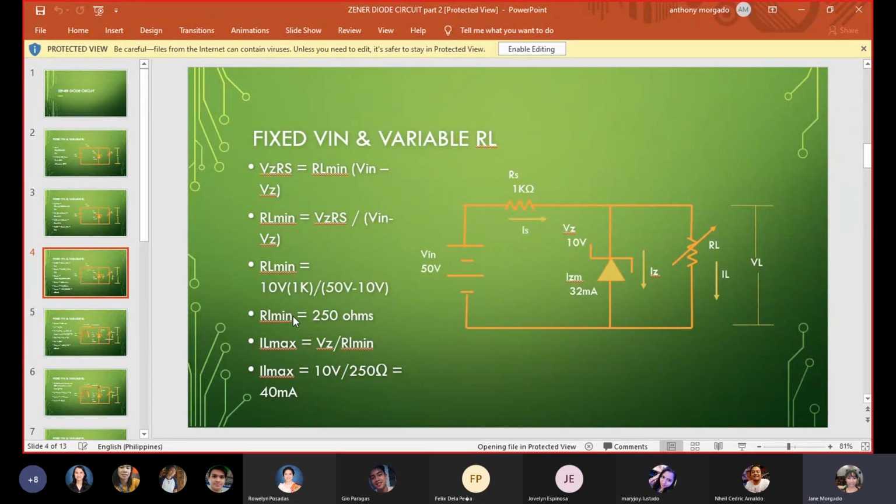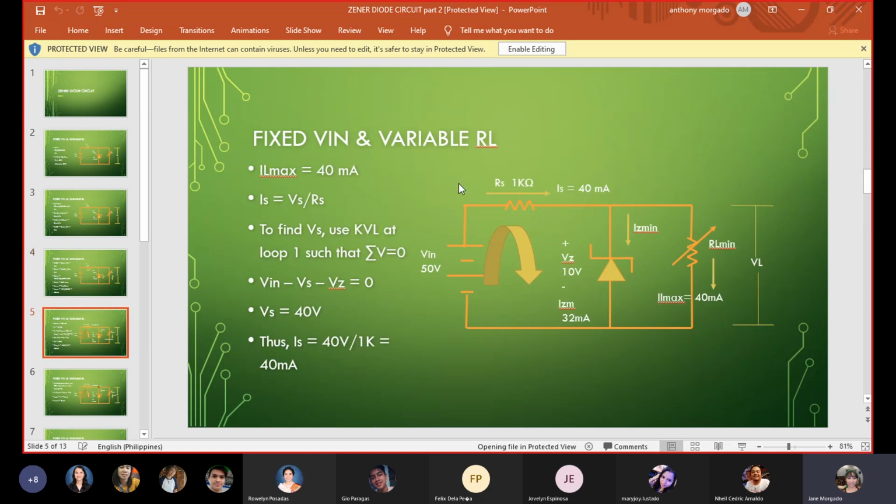Ayan. Can you take note? If you have minimum RL, you'll have maximum current. Kasi nga, ano relationship nilang dalawa, resistance and current? Inverse po. Inversely proportional. Okay, so you have maximum current here. If it is set at 250 ohms, you'll have 40 milliampere.